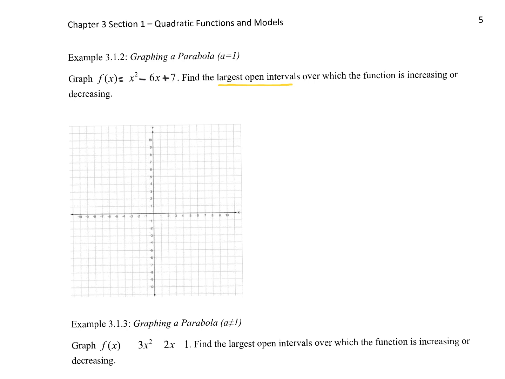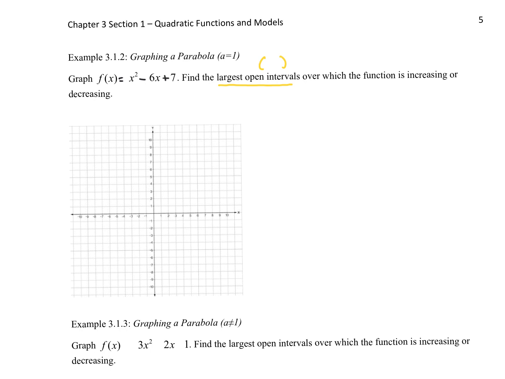Largest open interval. So open interval means that you have parentheses on both sides. It's not a closed interval where you have a hard bracket. So anytime it says open interval, parentheses. Largest just means don't restrict it. Don't say from here to here if it keeps going on forever. And I'll elaborate on that more in a second. So let's graph this one first.